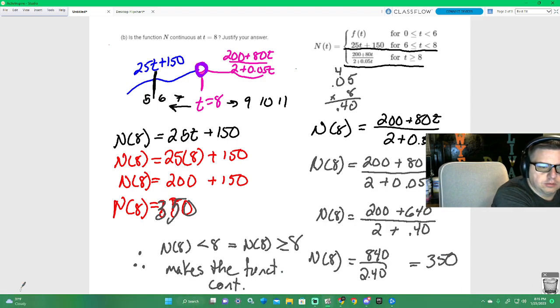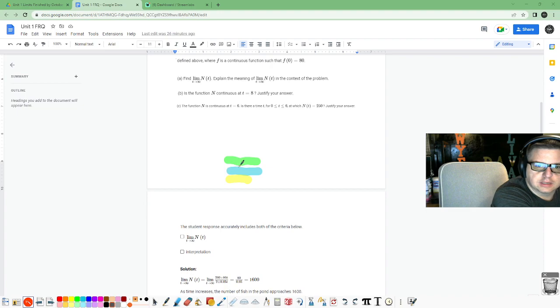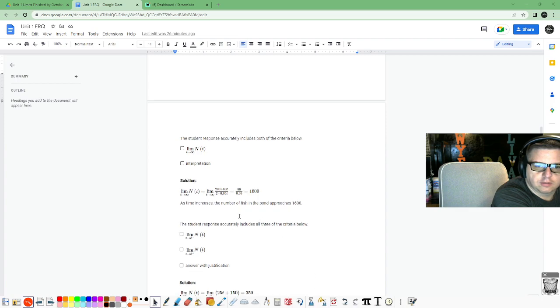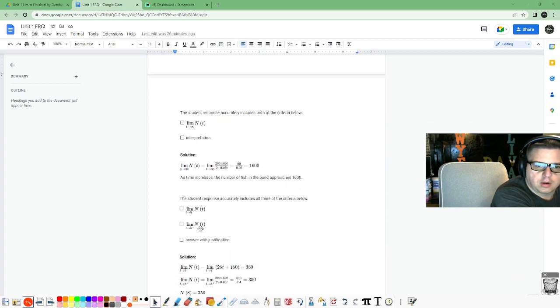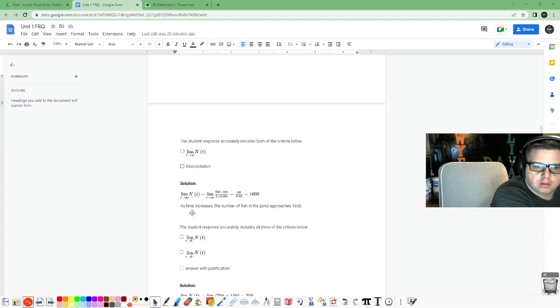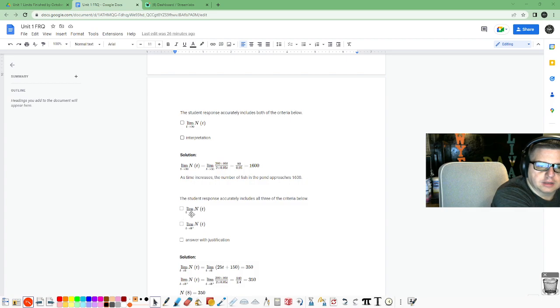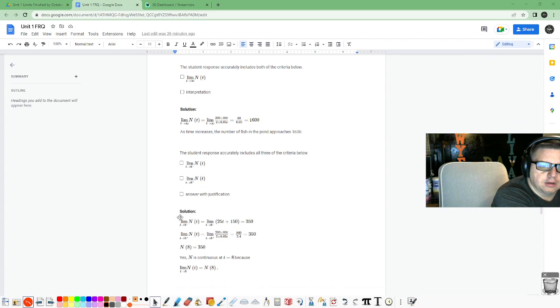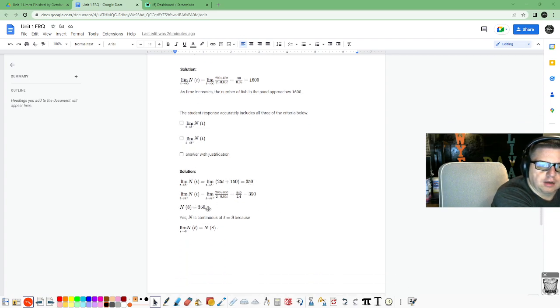Now, let's go through and see what this says. Clear those off. All right, so student's response accurately includes all 3 of the criteria below. The limit as t approaches 8 from the left, the limit as t approaches 8 from the right. It's 350, 350, n of 8 equals 350. Yes, n is continuous at t equals 8 because the limit as t approaches 8 of n of t equals n of 8.